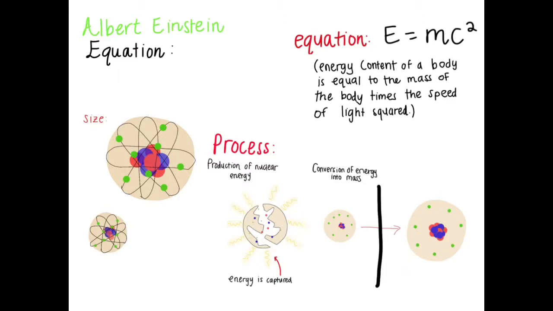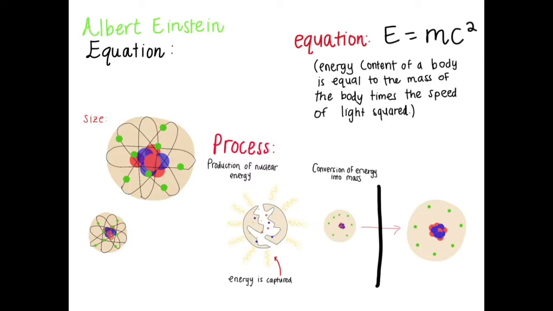He therefore created an equation, E equals mc squared, meaning the energy content of a body is equal to the mass of the body times the speed of light squared. In other words, mass can be changed into energy, and energy can be changed into mass. The speed of light in Einstein's equation is based off electromagnetic radiation.